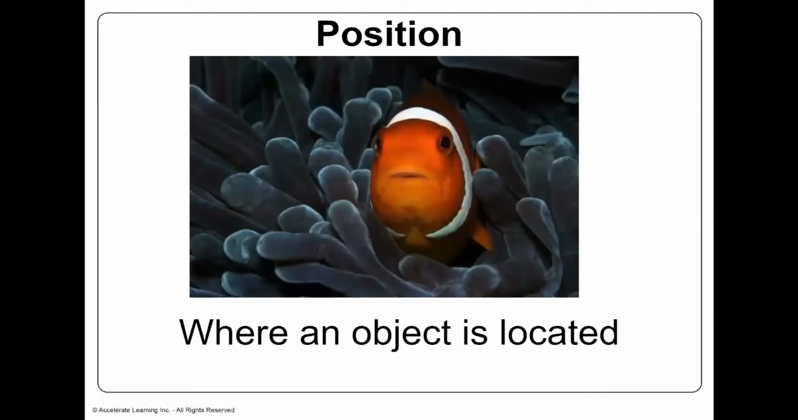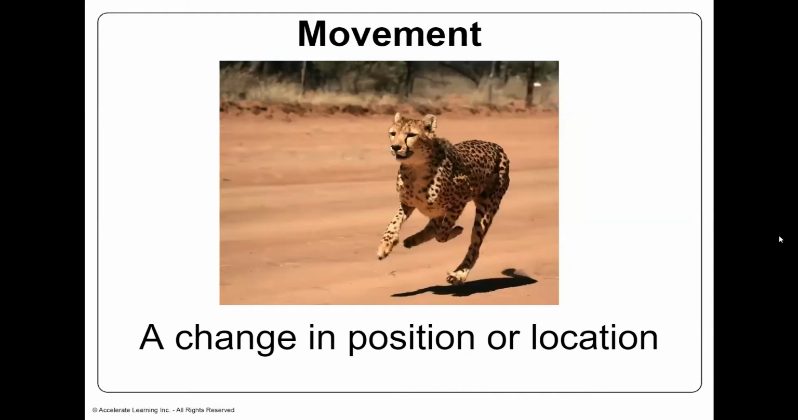Our next word is position, and position is where an object is located. This looks like Finding Nemo, and this is just an example of his position, kind of semi-hidden, not hidden, down deep somewhere in the ocean.